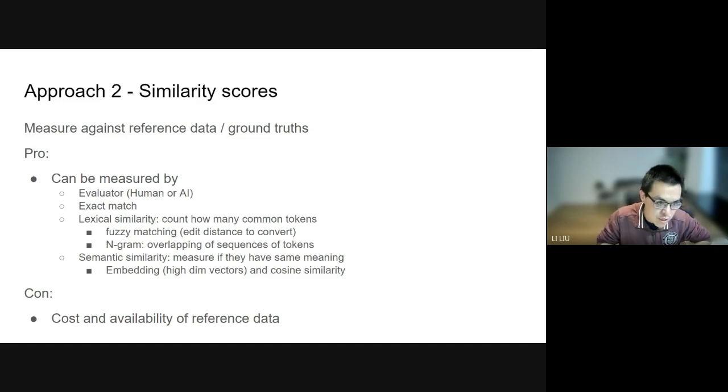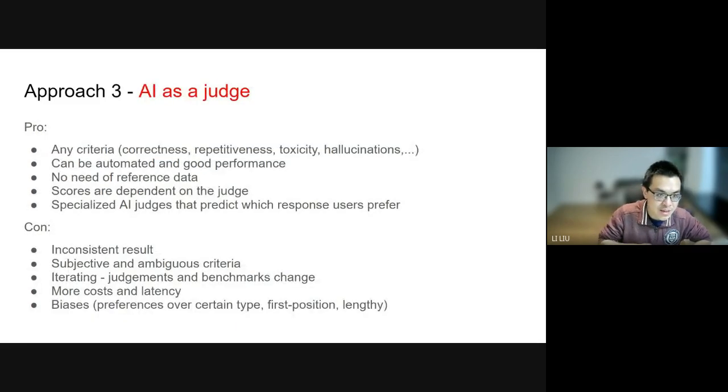And the issue about this approach is that it's very costly as well. To create the embedding, that is another layer of the task. And also sometimes we don't have the reference data to compare against. So that's why right now the most common approach is AI as a judge. The benefit of that is the five points here somehow mitigate the cons of the other two approaches.